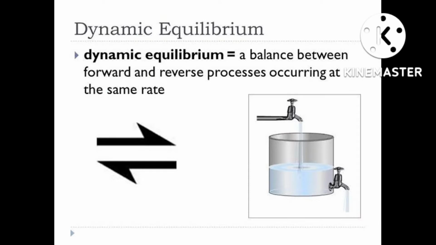However, this is not a static equilibrium. Equilibrium is of two types. One is static equilibrium, the other is dynamic equilibrium. A static equilibrium is also called mechanical equilibrium. Then what is the difference between static equilibrium and dynamic equilibrium?